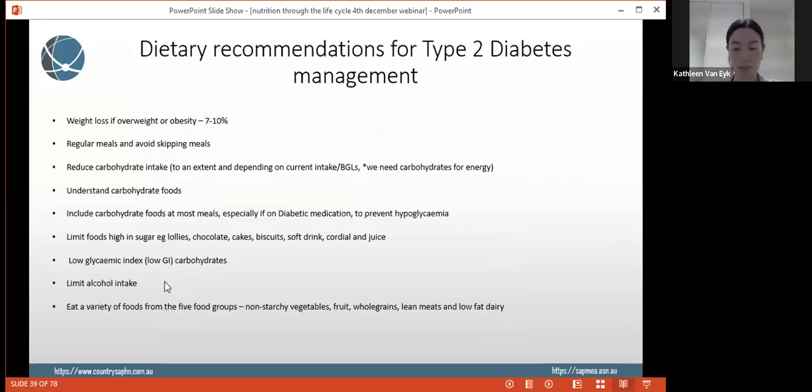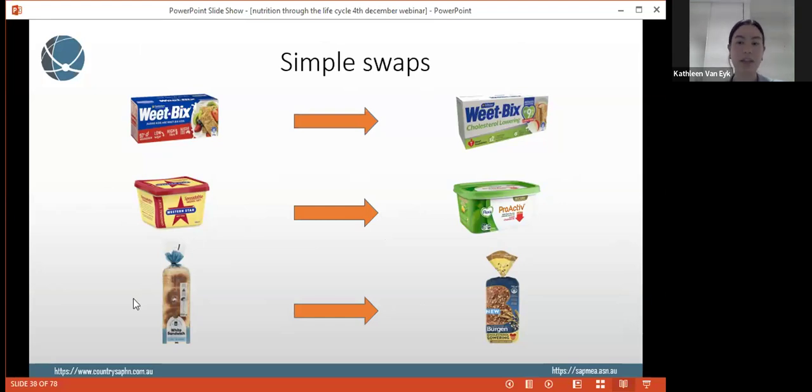And in terms of bread, instead of just white bread, we might swap to a much higher fiber bread, or this particular Burgen one is a cholesterol lowering one with the plant sterols in it, or the beta glucan, which is another type of fiber which helps to lower cholesterol. Or we might just go for a high fiber sort of multigrain, high fiber low GI bread.